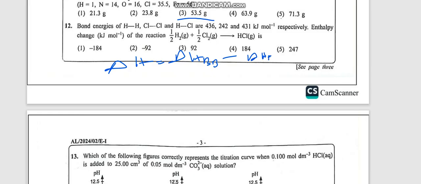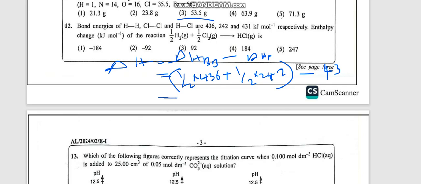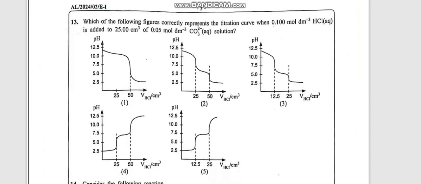So for broken bonds you can see half of the H-H bond is broken. The H-H bond is 436. Half of the Cl-Cl bond is also broken, half into 242. Now this addition you have to subtract with the HCl bond formation, which is 431. Then we will get the answer. If you simplify this, you get minus 92. Therefore the answer is minus 92 kilojoule per mole. I hope that's clear. Now let's go to the 13th question.